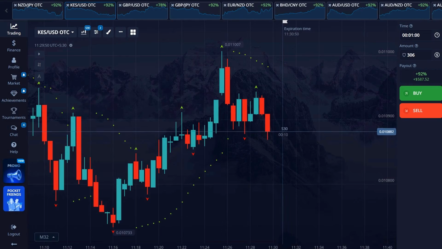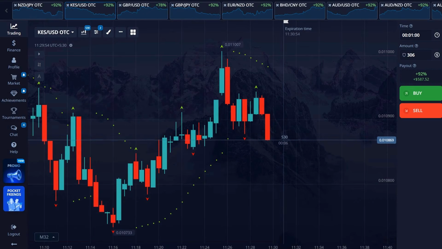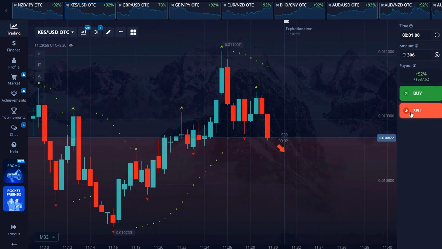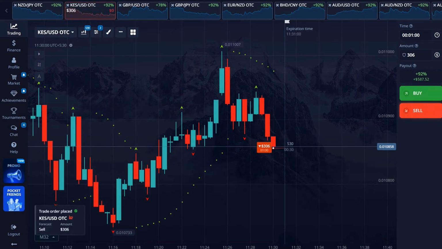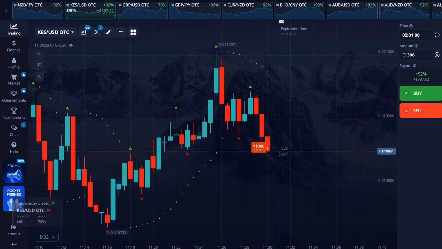The Parabolic SAR tells us the trend direction, and the fractals show key reversal points, the highs and lows where price has paused or turned. When you combine both, you get a system that helps you catch breakouts in the direction of the trend.